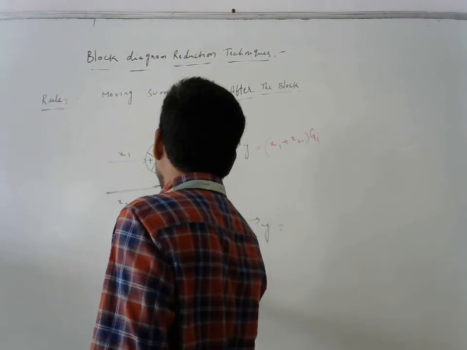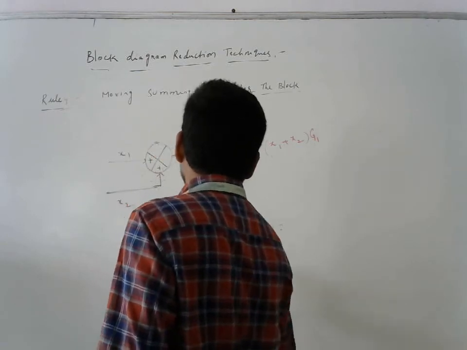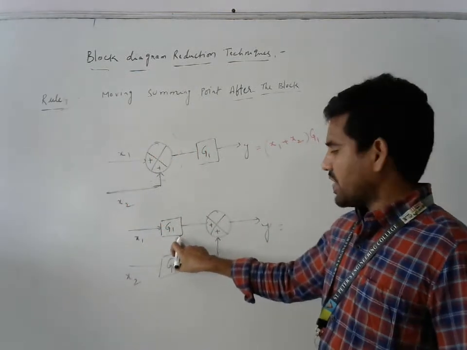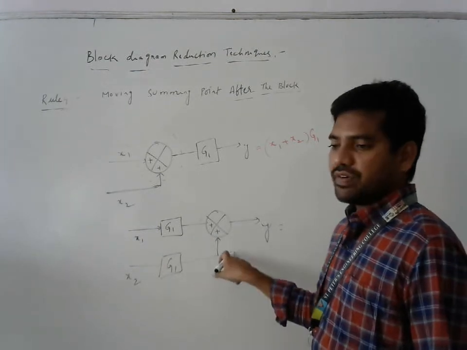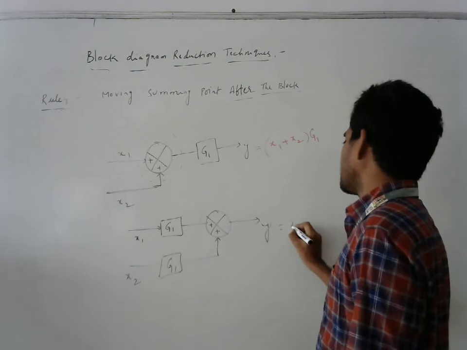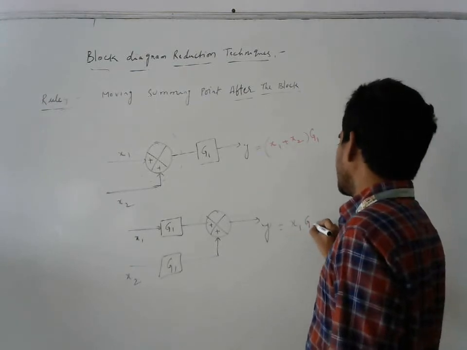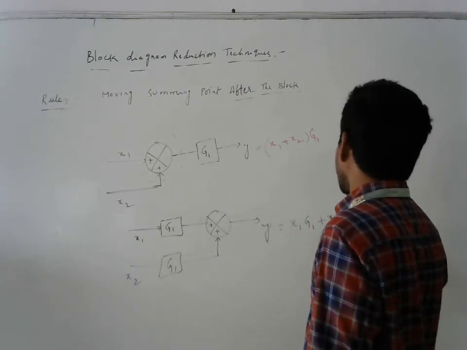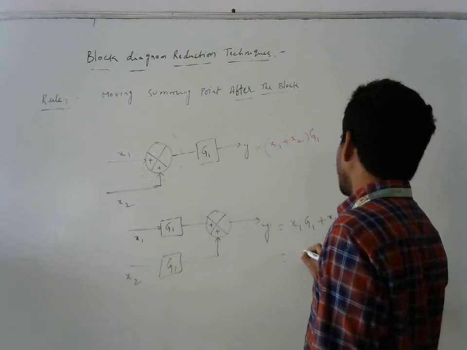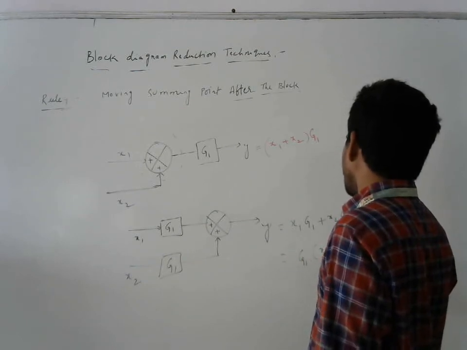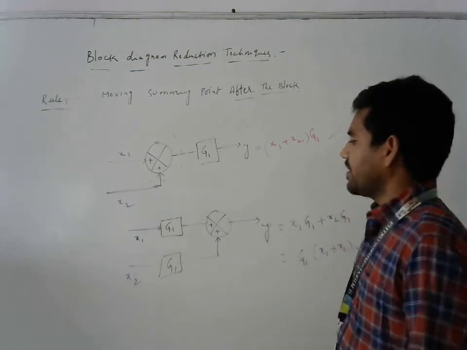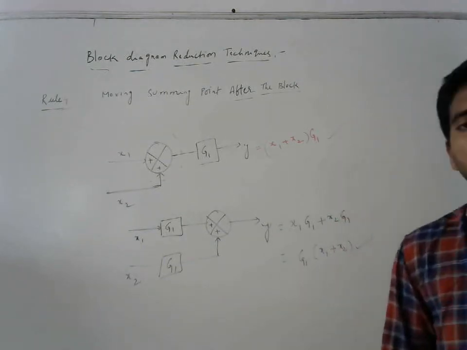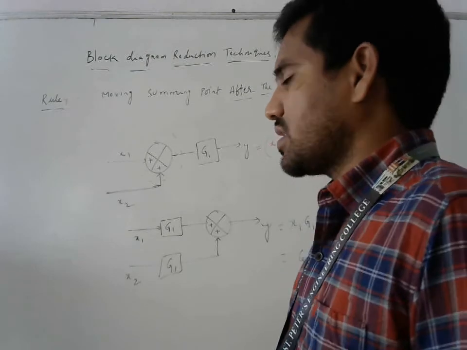Here G1. Now we need to check again. x1 into G1 will be coming to this summing point, and x2 into G1 also will be coming to this point. Total output is x1 G1 plus x2 G1. If I take G1 common, then we get G1 into x1 plus x2. Both will be the same, even if you shift the summing point before the block or after the block.